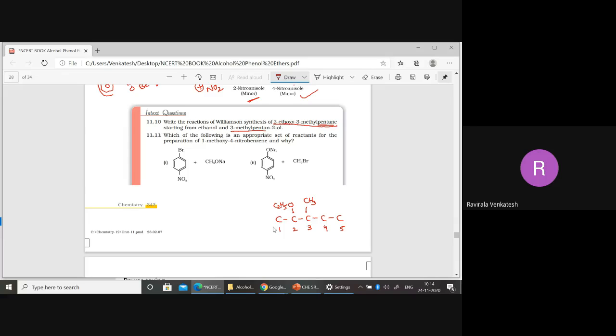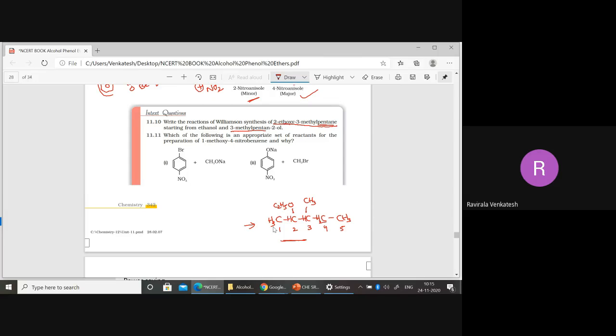OC2H5, ethoxy it is. Now put here methyl groups, here 1 hydrogen, here 1 hydrogen, here 2 hydrogens. Now you have to produce this one. How to get this one? They are asking, starting from ethanol and 3-methylpentane-2-ol, how to get this one?